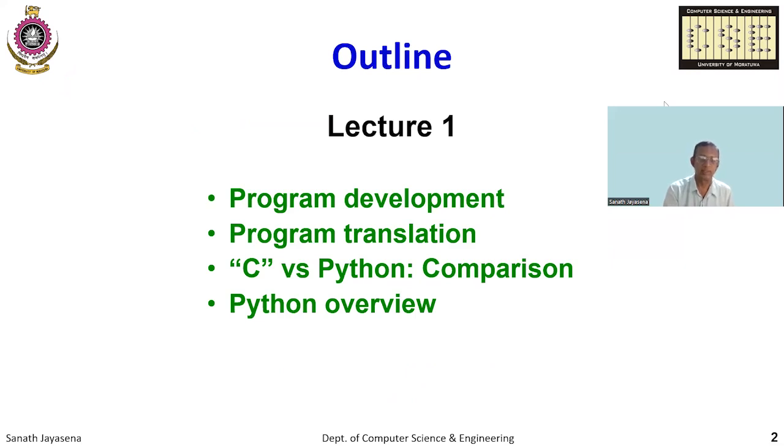Right, let's move forward. And this is the lecture number 1 outline. We have 4 topics. We have organized this lecture session into 4 topics: program development, program translation, and a comparison between C and Python languages, and Python overview.